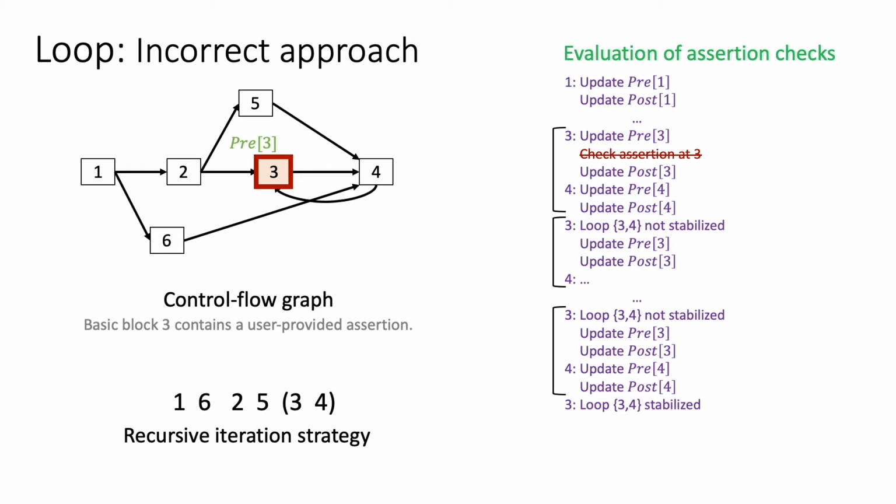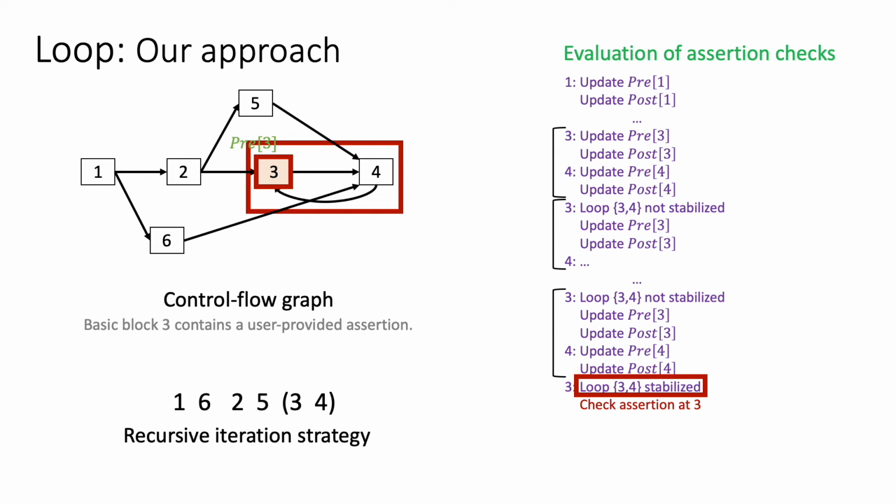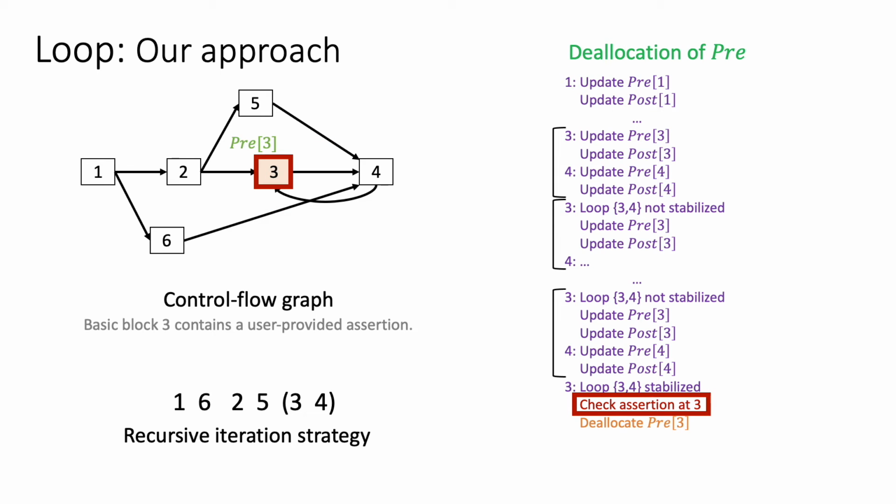Things are similar for the evaluation of assertion checks. If we evaluate the assertion check after the initial update of pre-3, the result might not be sound because of the subsequent updates. Therefore, it must be evaluated after the loop stabilization. Consequently, the deallocation of pre-3 must also be delayed until the check is evaluated.